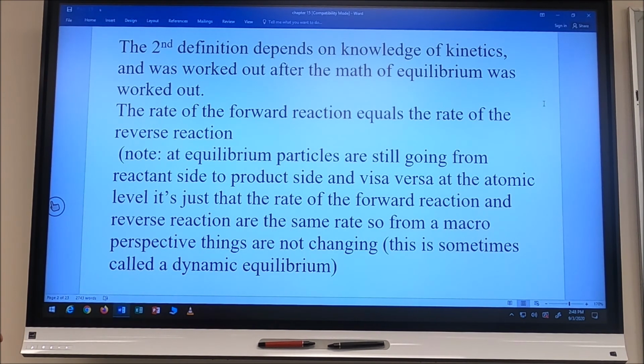But we're going to start out here in this chapter because we've already been through kinetics, looking at this from a kinetics point of view, rate of forward reaction, rate of reverse reaction, and then progress from there.